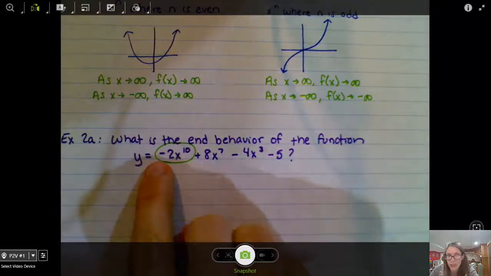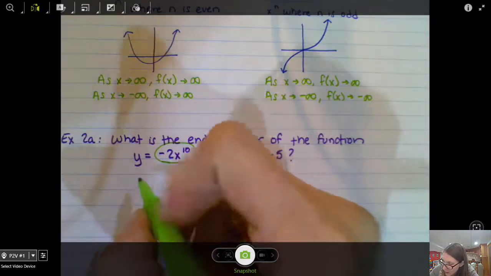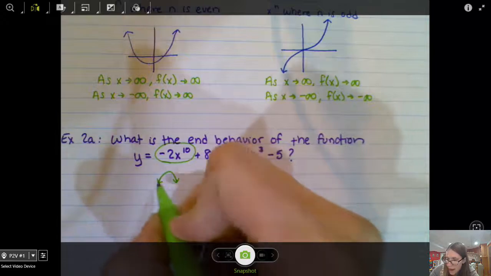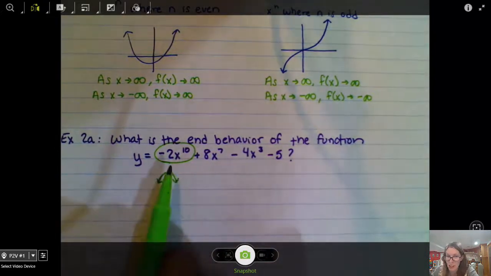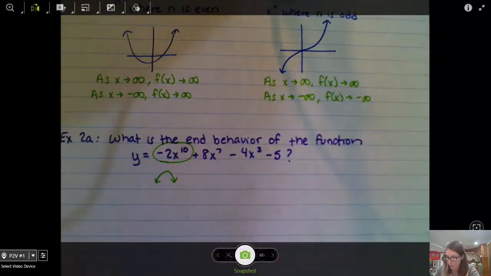But look at the whole term. I have this negative here. So the negative means the ends are both going to go down. And again, I don't know what this looks like in the middle. There might be a whole lot of bumps in the middle. I don't really know. But I know the ends are both going to go down.